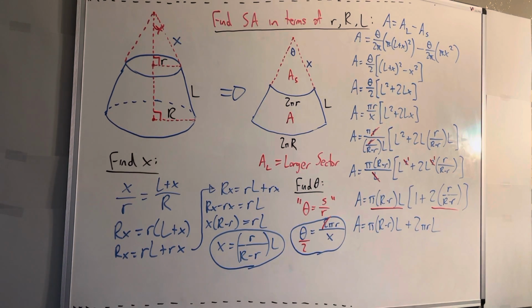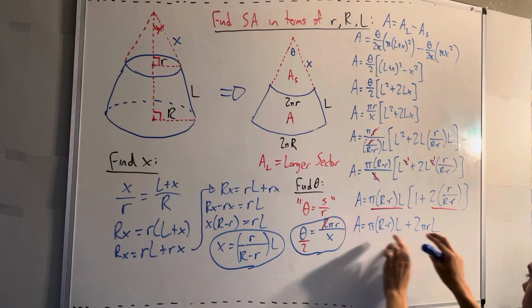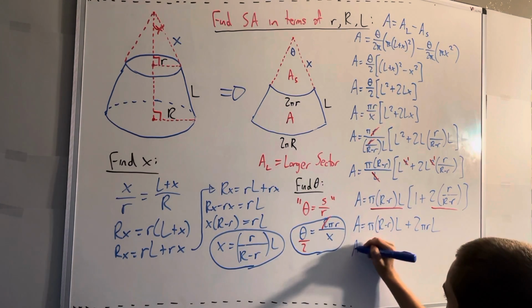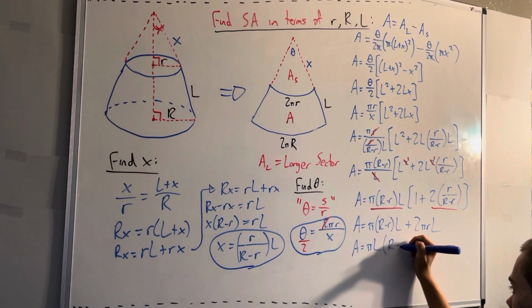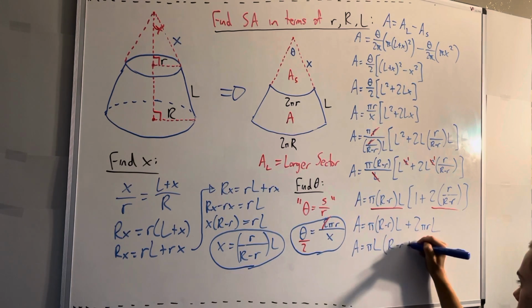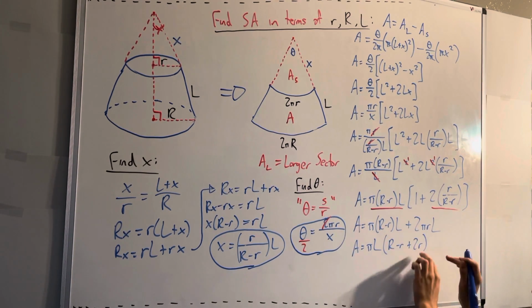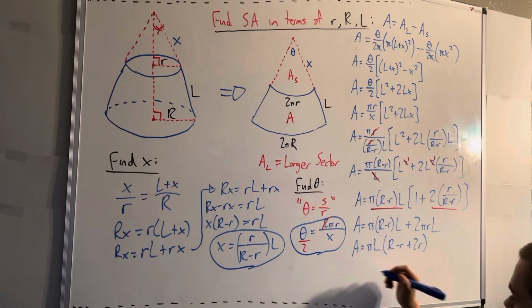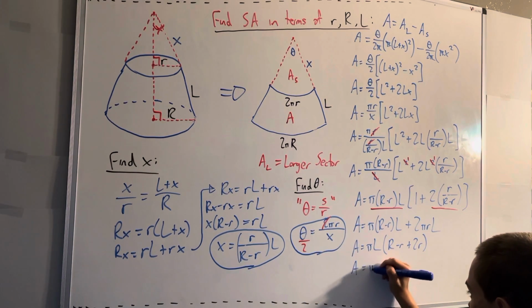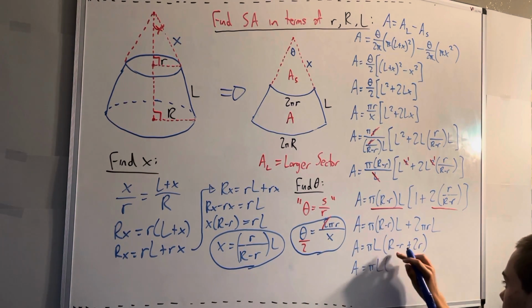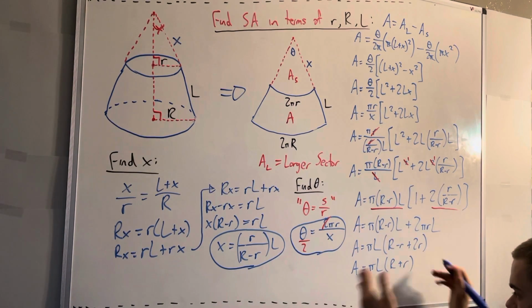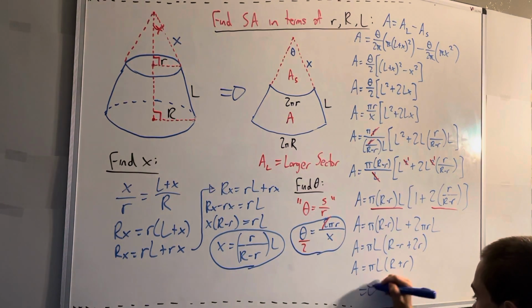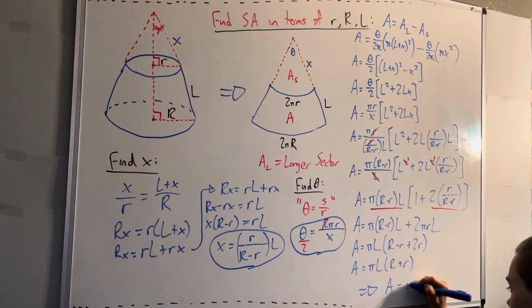And so at this point, we can factor out pi L, right? Pi L from both of them. And when we factor out pi L, we get R minus r plus 2r. And really, R minus r plus 2r is just R plus r. So really, we get pi L times R plus r, so capital R plus lowercase r. And this is basically it, but really the way that people like to write the area of this is they like to write it like this.